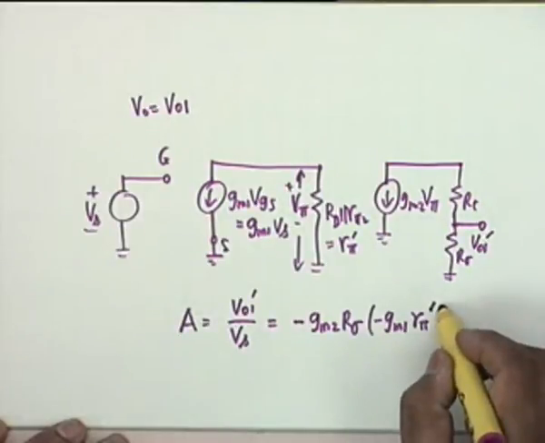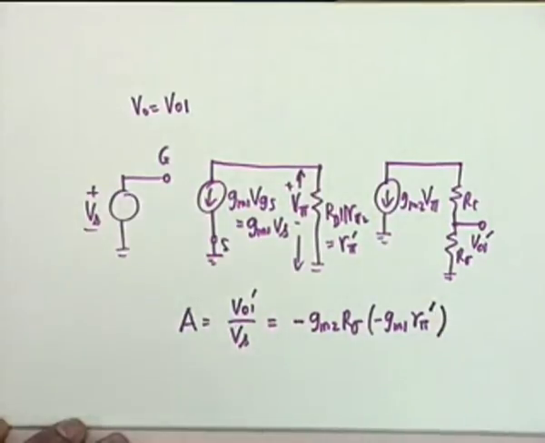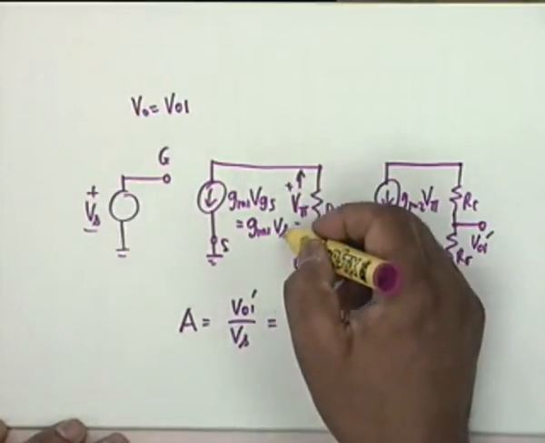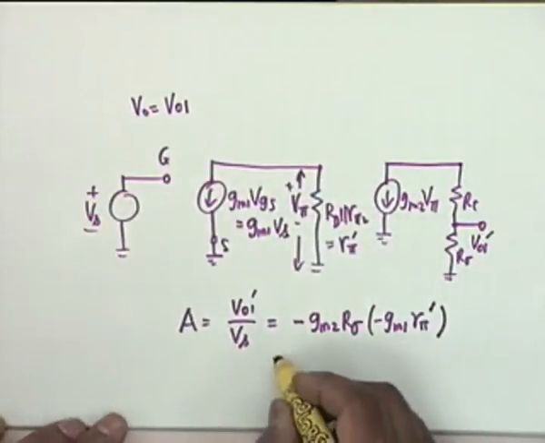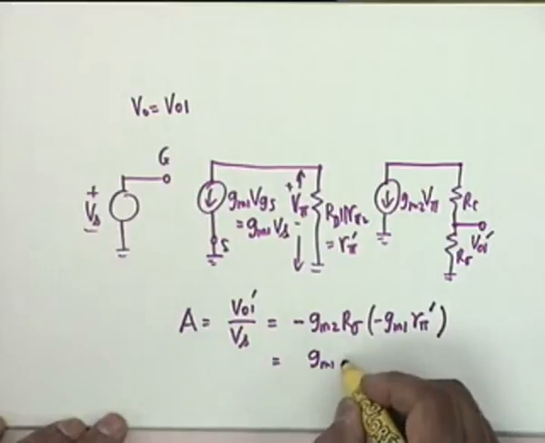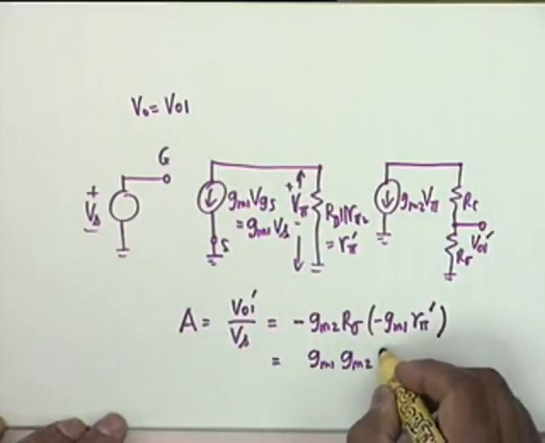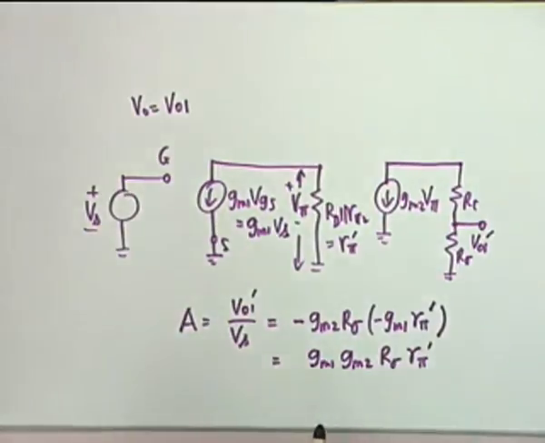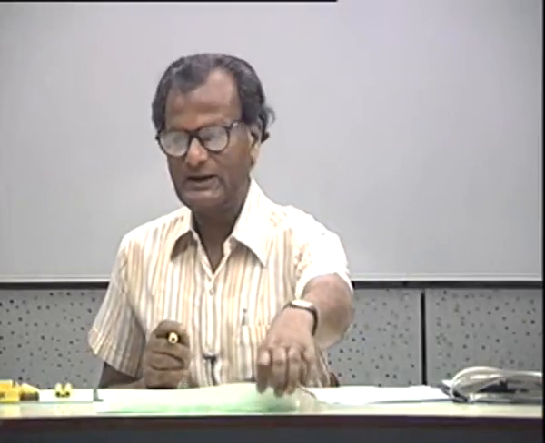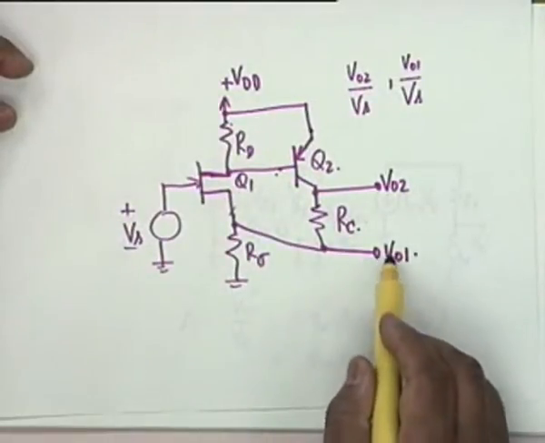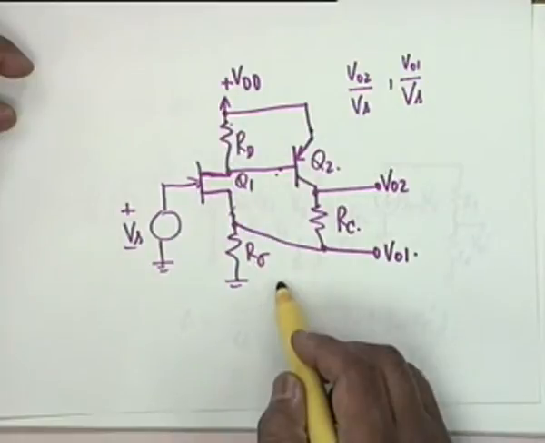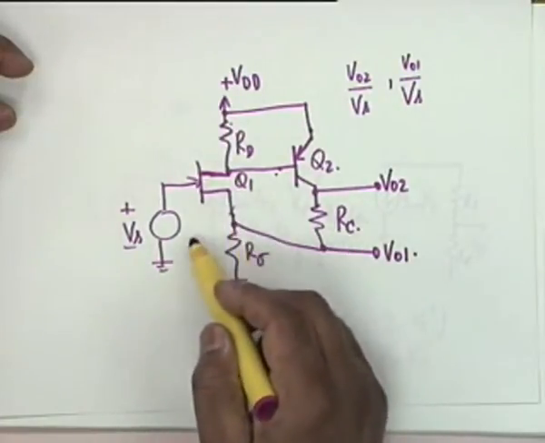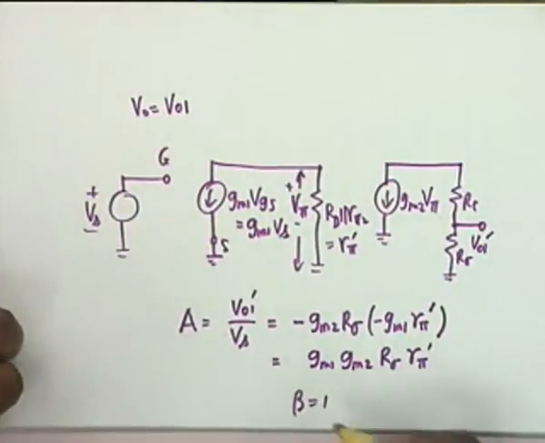Okay, and that's it, because this Vs is the same as the input Vs, and therefore this is equal to gm1 gm2 R sigma R pi prime. Now, the calculation of beta does not require an equivalent circuit, because all you have to do is to apply voltage here, open this and find the voltage here. Obviously beta is equal to 1, therefore beta equal to 1.